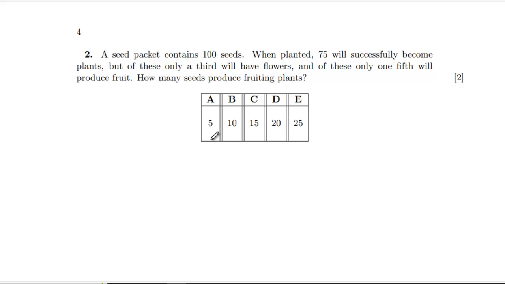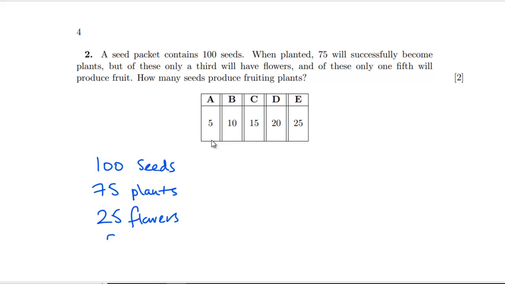A seed packet contains 100 seeds. When planted, 75 will become plants. Right, so we've got 100 seeds. Then we've got 75 plants. A third of these will have flowers, so that's going to be 25 have got flowers. And of these, only 1/5 will produce fruit, so 5 will produce fruit. How many seeds produce fruiting plants? Well, 5. Right, that's that one.